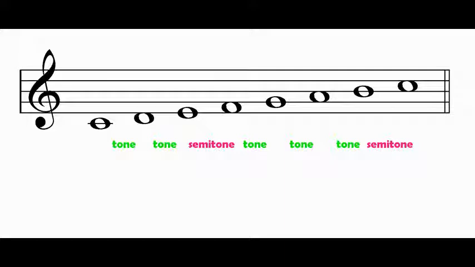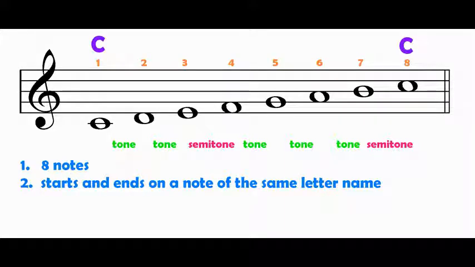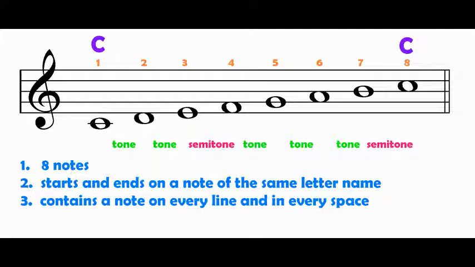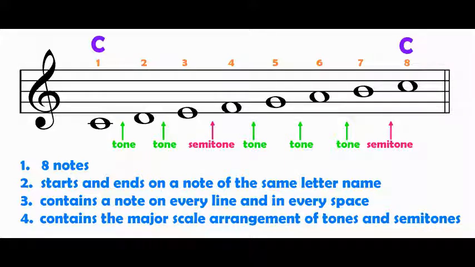As you can see, this scale has 8 notes, starts and ends on a note of the same letter name, contains a note on every line and in every space between the first and last notes, and contains the major scale arrangement of tones and semitones. Tone, tone, semitone, tone, tone, tone, semitone. These are all important characteristics of a major scale.